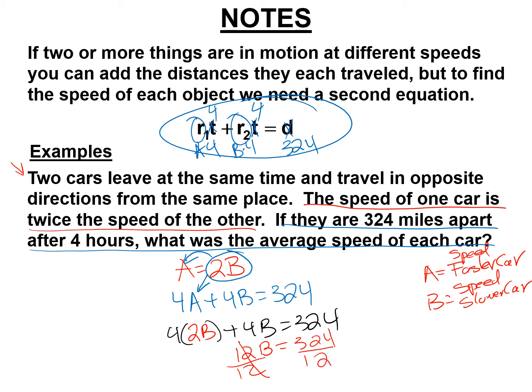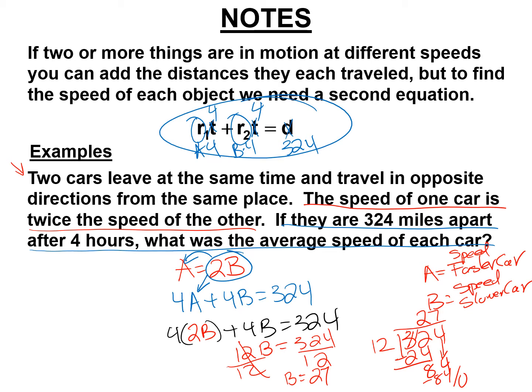All right, now we have to do 324 divided by 12. Let's do that. Well, 12 goes into 32 twice because it's 24. And then we get 8 and bring down the 4. 12 goes into 84, 7, exactly 7. And so what does that mean? B was going 27 what? The speed of a car?